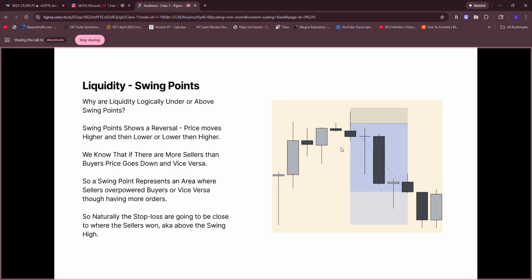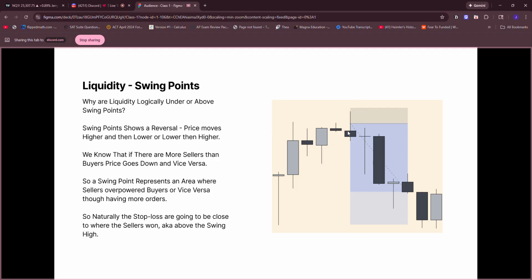So the next thing is liquidity. Liquidity is obviously very simple. It's between old swing highs and swing lows. And the reason why is because a swing high is basically just a reversal. As you can see, price moves higher, right? As price moves higher, we get the swing high, right? And then we move lower.